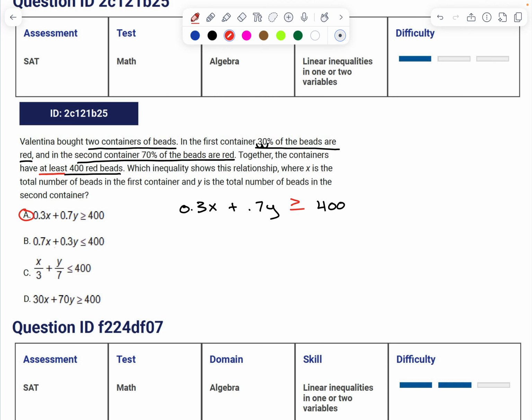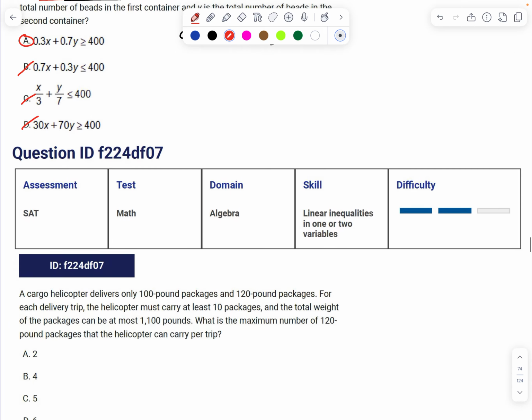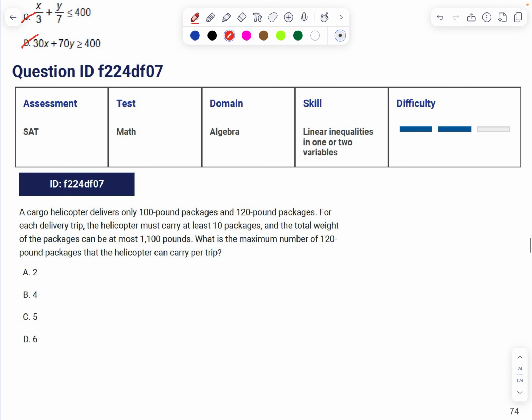B is not true because that reads the opposite. 0.7x plus 0.3y is less than or equal to. This one's dividing, right? And then this one did not convert the percentages. We always want to convert percentages into decimals. Okay. All right. So let's look at this.